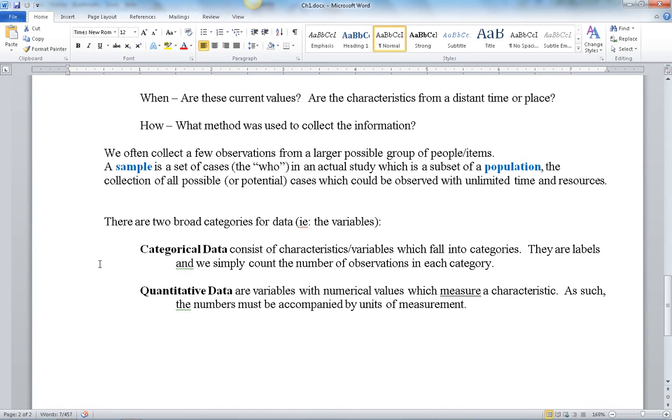So with categorical data, you may have things like gender. Well, what would gender responses be? The typical ones are male and female, right? And then you classify people based on that gender. Do you consider yourself male? Do you consider yourself female?